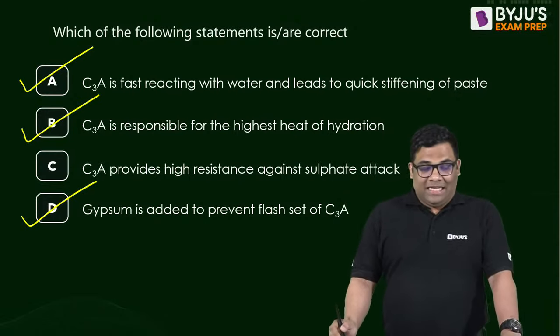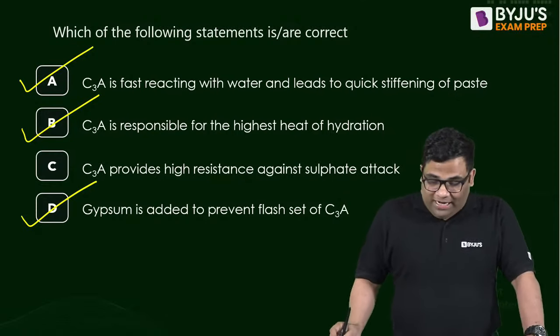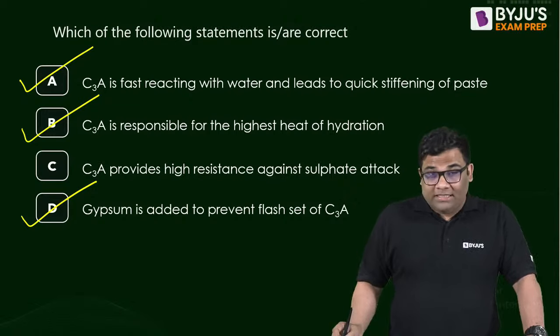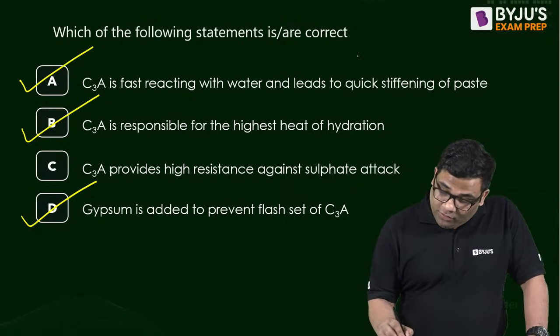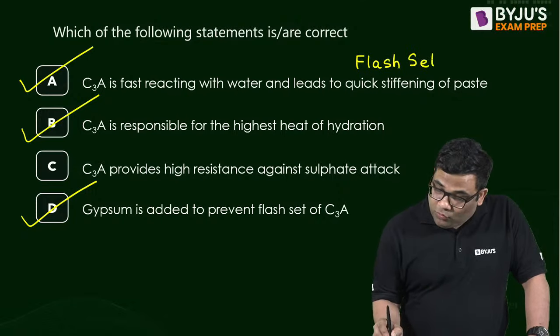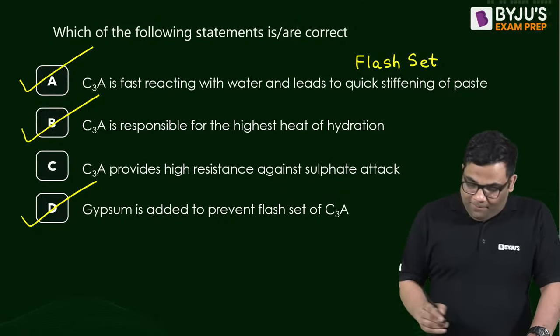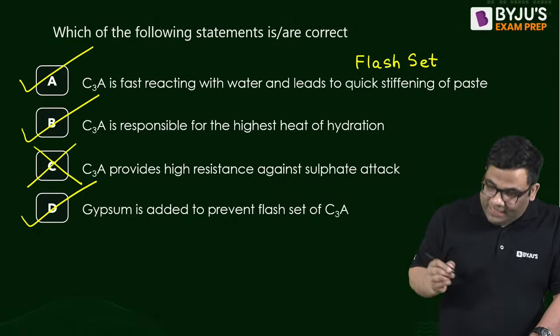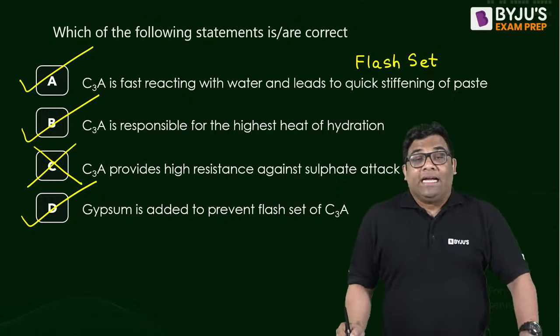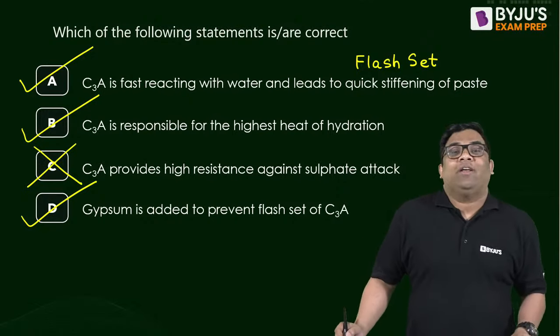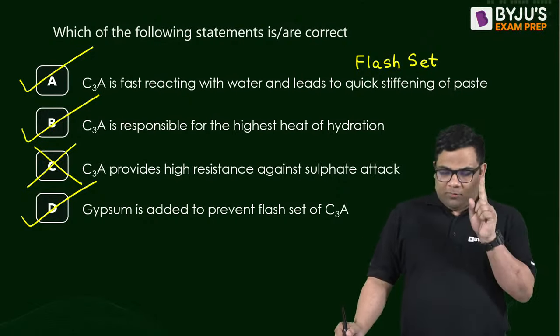ABD. C3A is fast reacting with water. It is the fastest to react with water and is responsible for quick setting, known as flash set. C3A also has the highest heat of hydration. But C3A doesn't provide resistance against sulfate attack. It is actually prone to sulfate attack, so the third option is wrong.